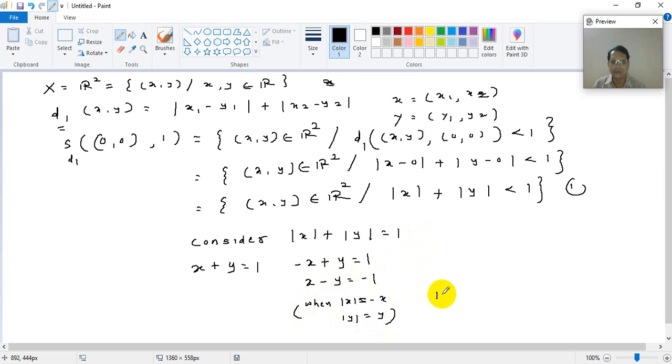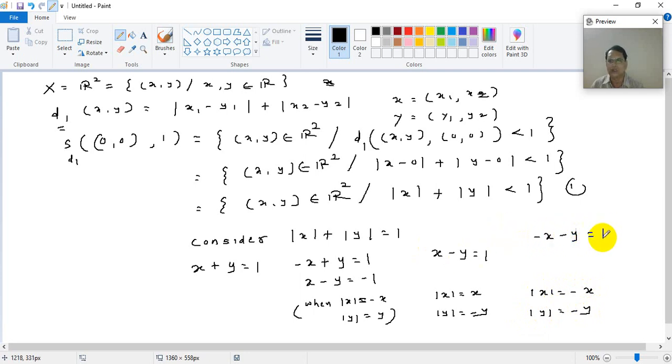Now when the other way around: when mod x is equal to x but mod y is equal to minus y. In this case what will be the equation? Our equation is mod x plus mod y equals 1, so taking mod x as x, x minus y is equal to 1, because mod y is minus y. And the final case is mod x is equal to minus x and mod y is also minus y. So in this case your equation becomes minus x minus y is equal to 1. That means x plus y is equal to minus 1.